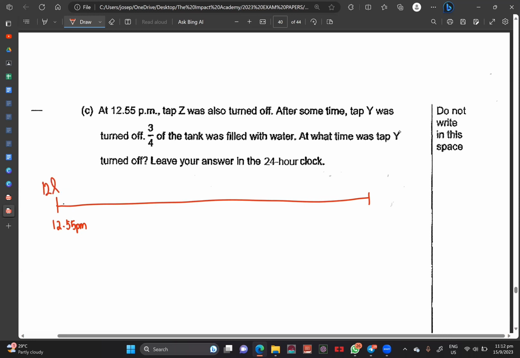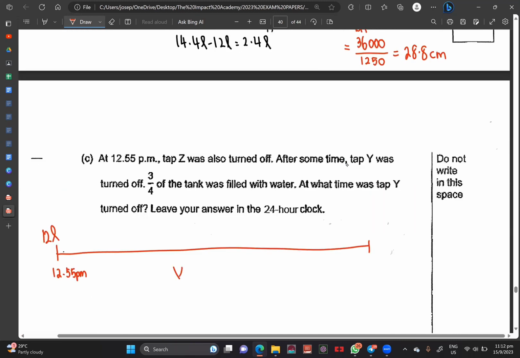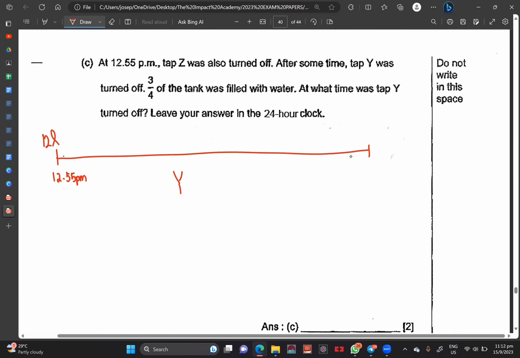Now, which is the tap that is switched on? It's only Y. And we know it's after some time. We don't know if it is 10 minutes or 20 minutes, I do not know. But I know after some time, tap Y was turned off. So I just switch it on until it's time, then I switch it off. And when it is switched off, they realized that 3/4 of the tank was filled with water.